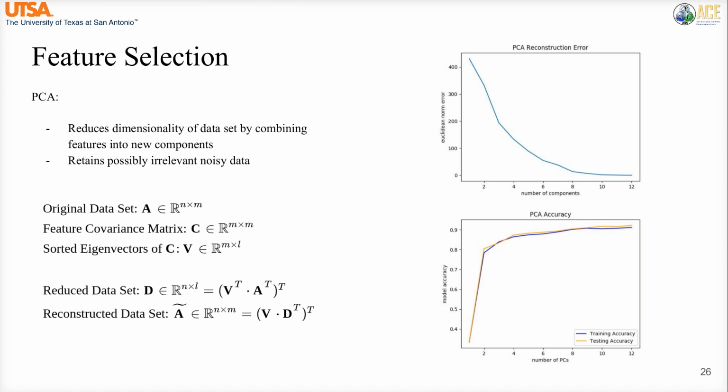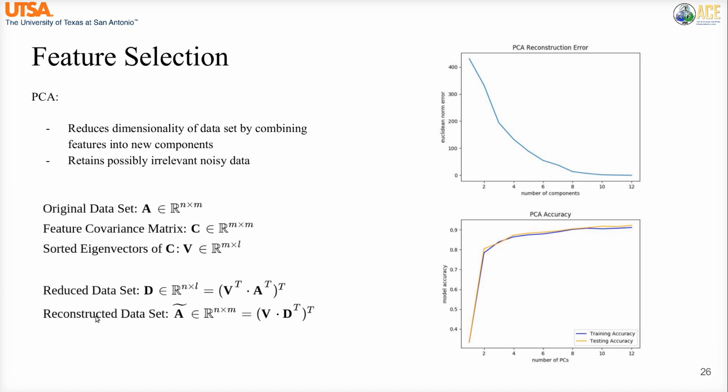So for example, they use this on the Hubble telescope a lot to transmit really, really low resolution compressed versions of images and then reconstruct them back on Earth. And the way that you do that is you take your eigenvector matrix V, and it's M by L, where L is the number of components you choose to keep. And then you compute the dot product of V transpose and A transpose, and then you transpose that back, which basically will give you back this reduced data set D, which is N by L.